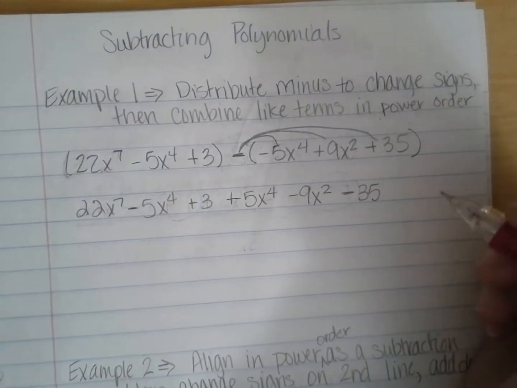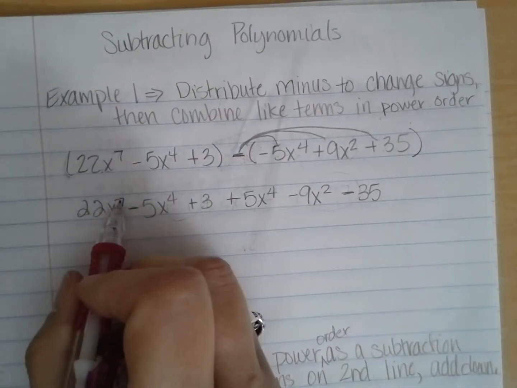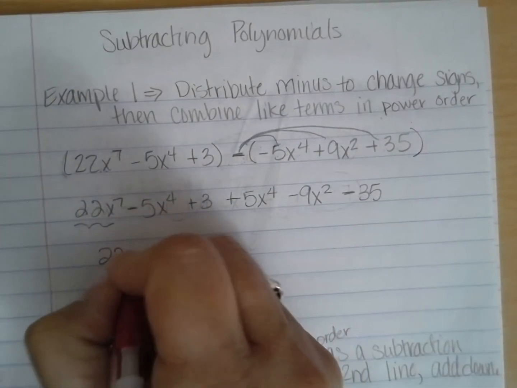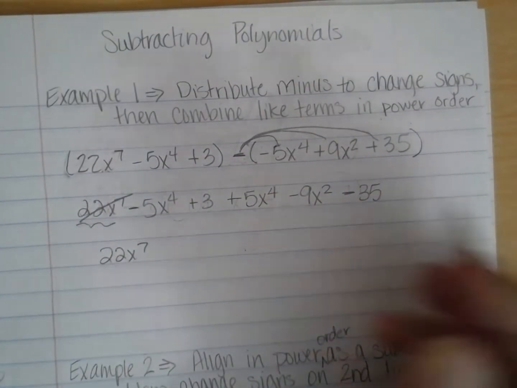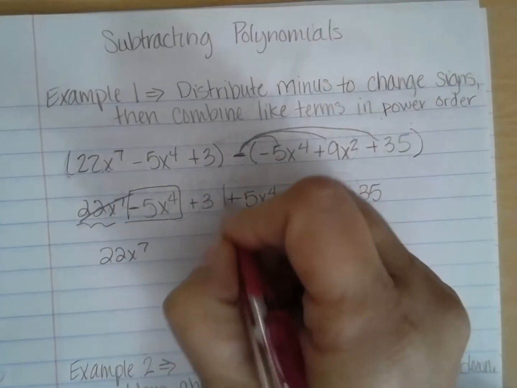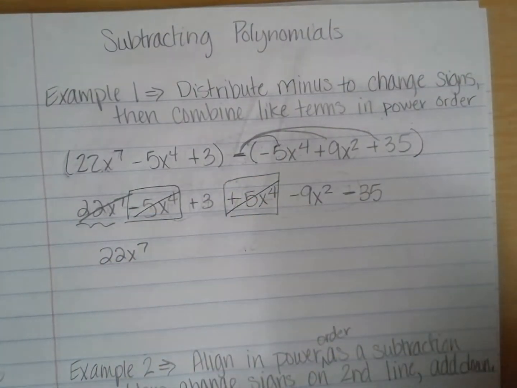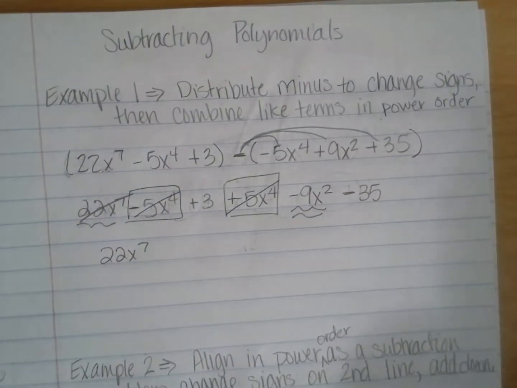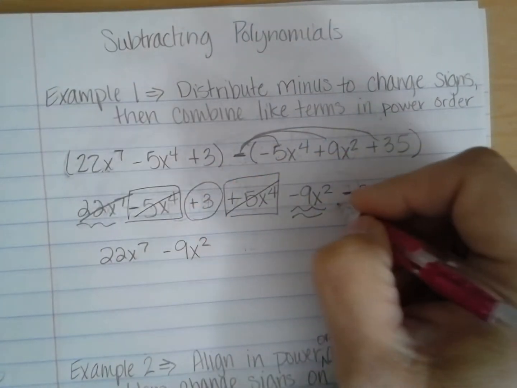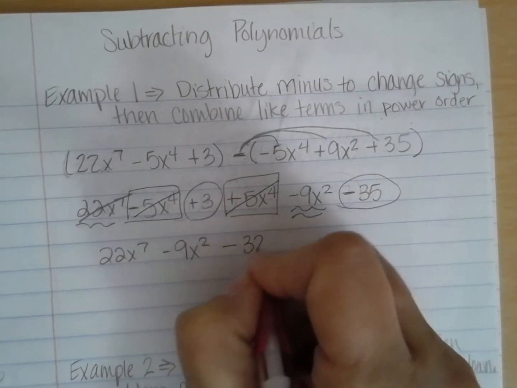Now we simply combine pieces that are the same, always in power order. Our highest power is x to the 7th, and there is nothing else like it in the equation, so we copy that one down and then strike it out as if we're done. Our next highest power is the negative 5x to the 4th and positive 5x to the 4th. Those two add together to make 0, so they can be struck out. Then we have negative 9x squared, which has nobody, so it's just coming down. And finally, we have our constants, which is 3 plus negative 35, which ends up being negative 32.